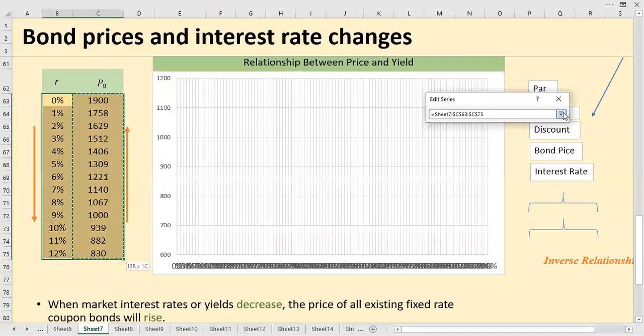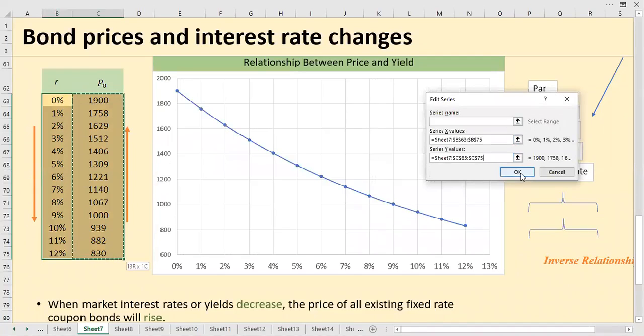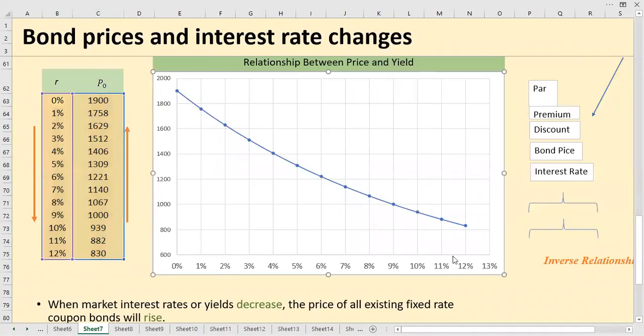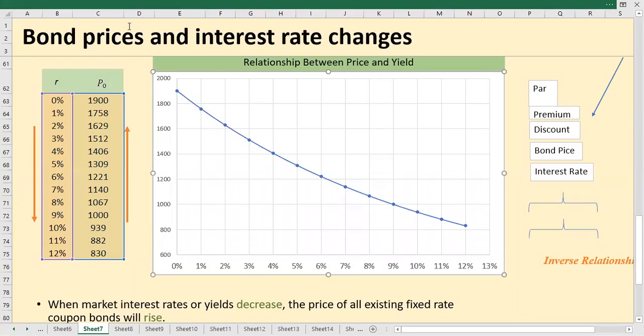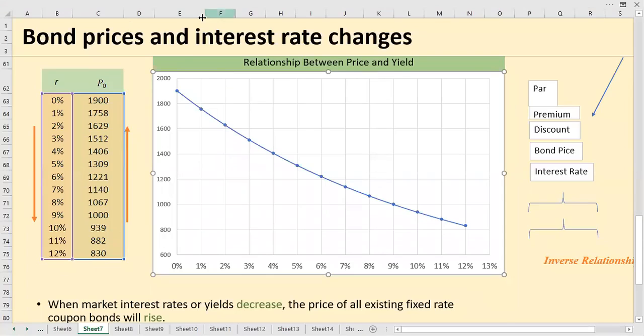Prices of the bond. Right. So you get this type of curve. Using Excel, you can derive these curves easily. So you can now look at this particular curve. Now this is downward trending from your left hand side to the right hand side. It is downward trending, just like a demand curve. That means there is a negative relationship between these two variables, the price and the interest rate.